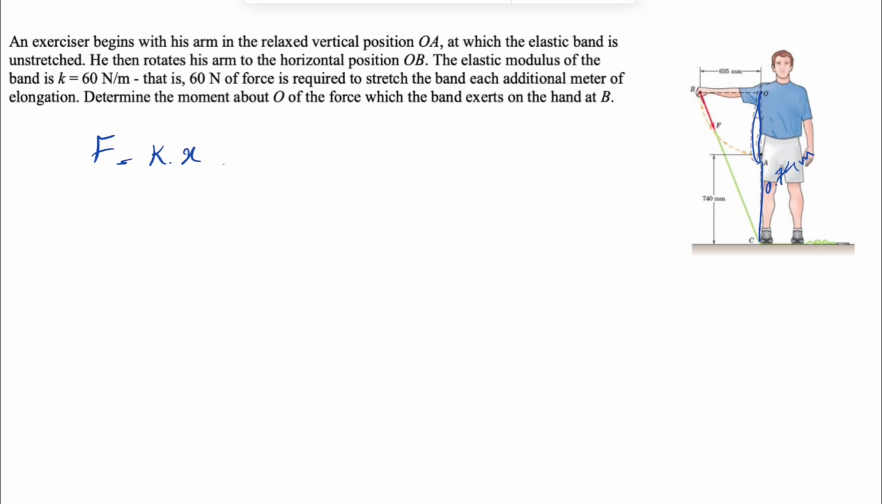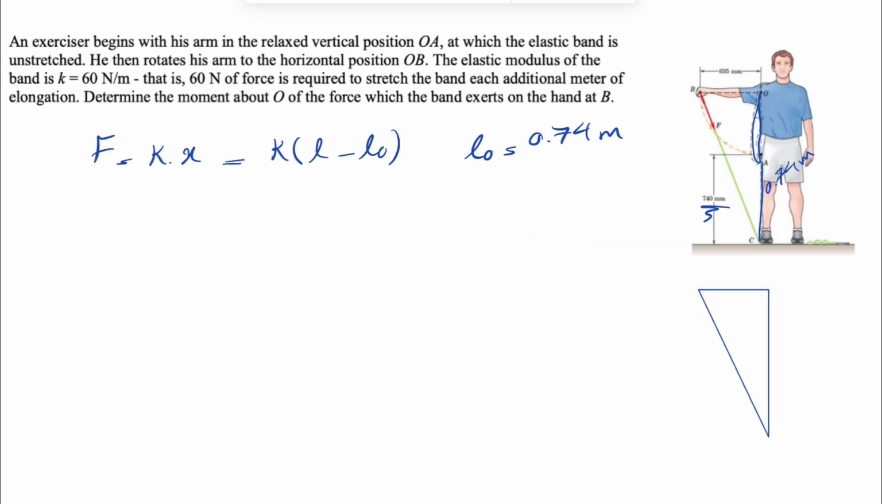And for finding the x, we have to find the stretch, which we can call L minus L0, where L0 is the unstretched length, which is 0.74 meter, the 740 millimeter that we have. And for finding the stretched part, we have this right triangle in here, which I'm going to bring here. So we have the sides of this right triangle.